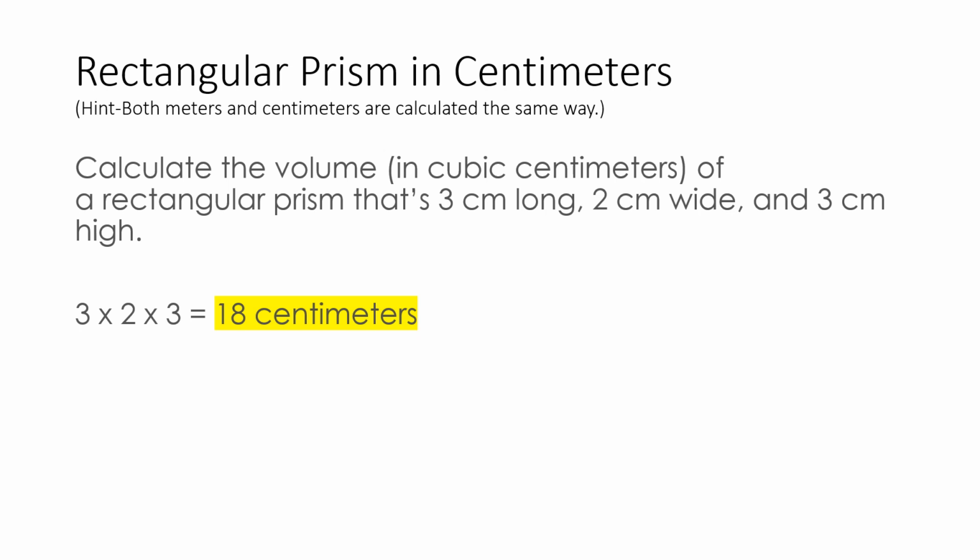A rectangular prism in centimeters. Now there's a hint here. Both meters and centimeters are calculated the same way. So we're going to do this one just like we did the other one. Calculate the volume in cubic centimeters of a rectangle prism that is 3 centimeters long, 2 centimeters wide, and 3 centimeters high. Simply 3 times 2 times 3. And your 18 centimeters is your answer.